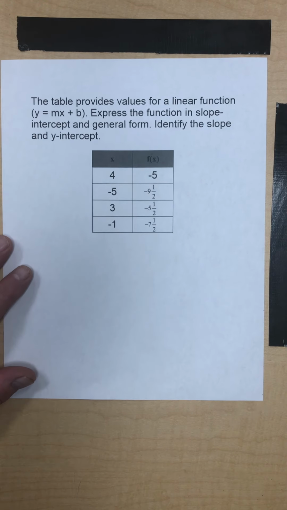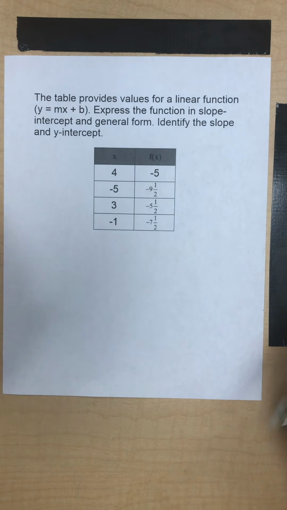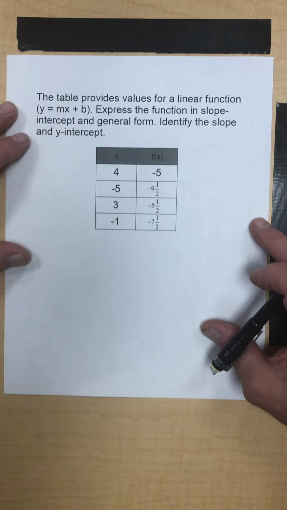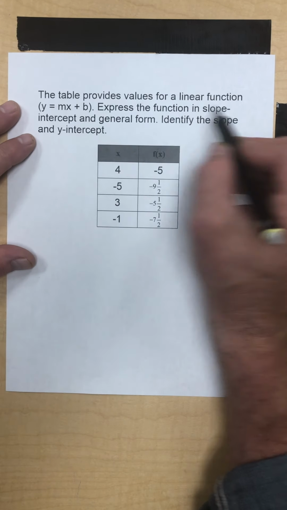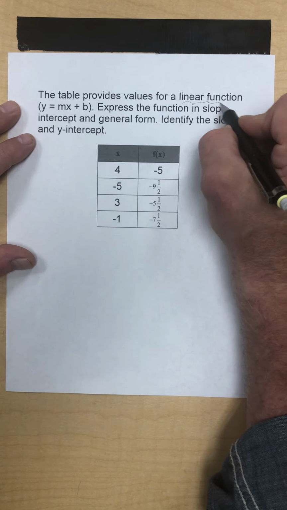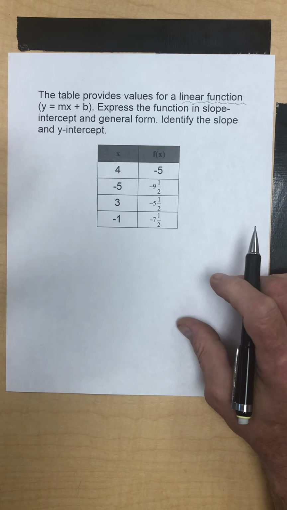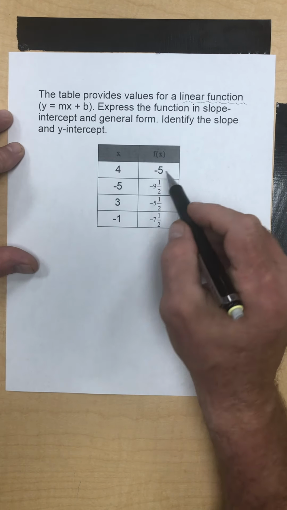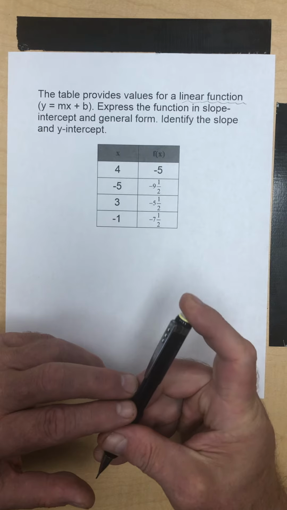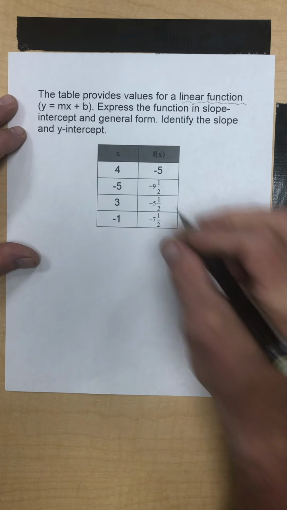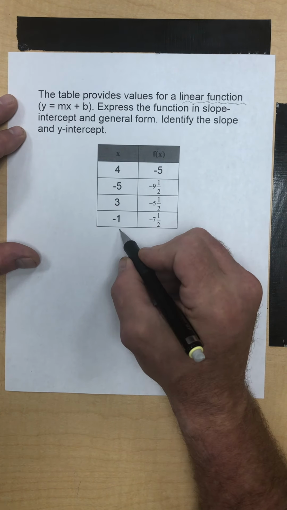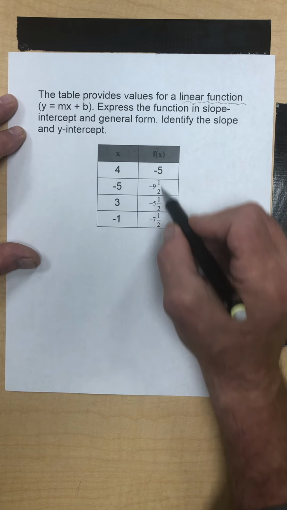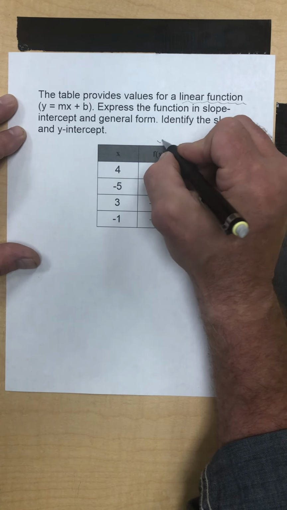Let's see. They give us something. Now the important thing here is notice what it tells you. It tells you that you have a linear function. So we know ahead of time that this table describes a linear function. This is your x column, so those are your x coordinates, and this is your f of x column, so these are your y coordinates.